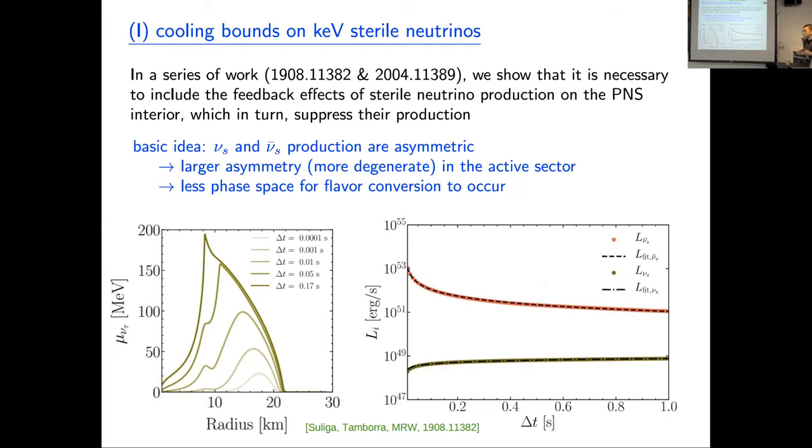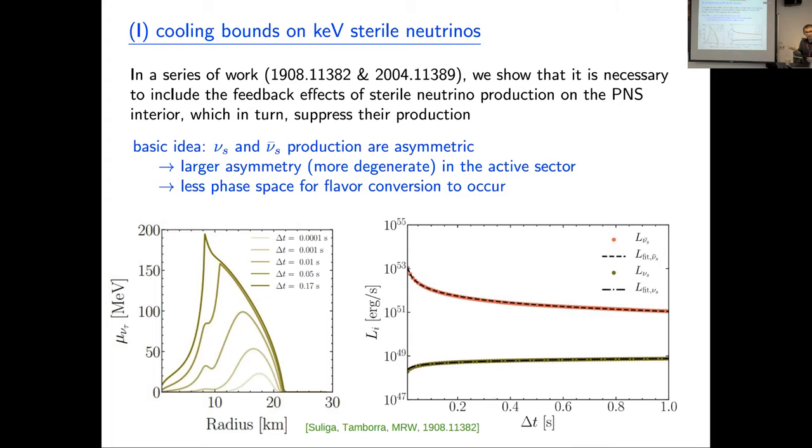The aspect that was missing is that they didn't include the feedback effect of sterile neutrino production on the physical properties of the proto-neutron star interior. I won't go into detail, but the idea is very simple. To have sterile neutrino production, they are produced asymmetrically in the sterile neutrino and the sterile anti-neutrino sectors due to the existing asymmetry inside the proto-neutron star. On the right hand side picture here, forget the x-axis for now, and the y-axis has two lines. One is for sterile anti-neutrino production, the lower one is for sterile neutrino production. And you can see that there's a strong asymmetry between them.